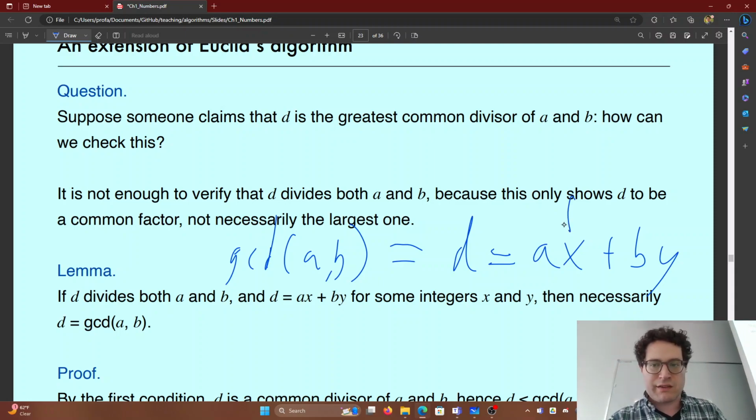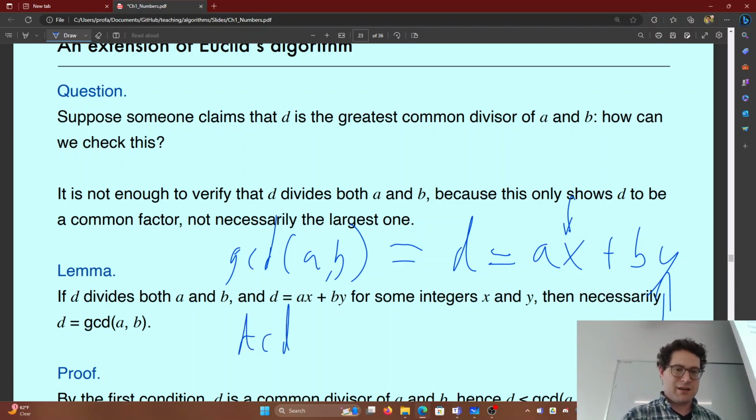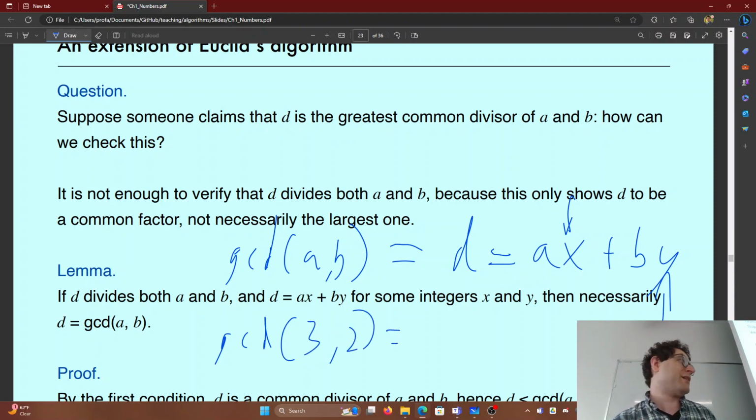What's important to note is that these two numbers, X and Y, are not unique. You can have multiple solutions for them. So for instance, let's do a trivial example, one so trivial we won't really have to run an algorithm for it. GCD of 3 and 2. What's the greatest common denominator of those? It is 1, right?